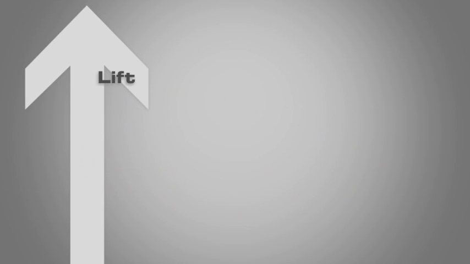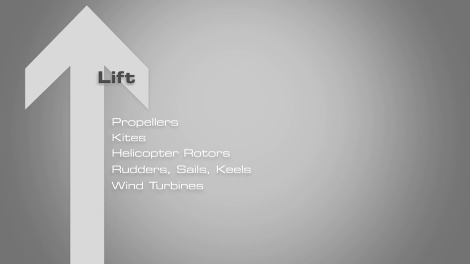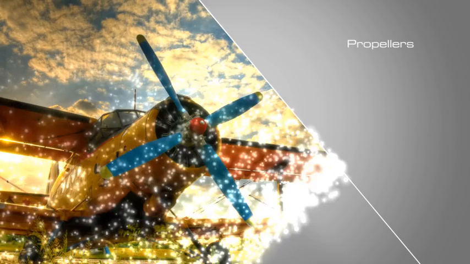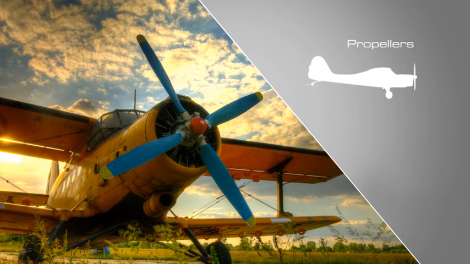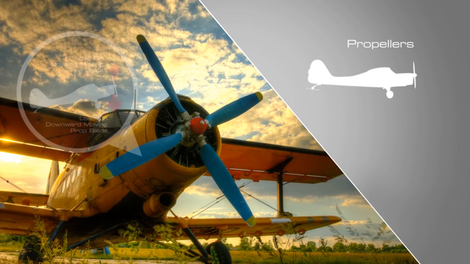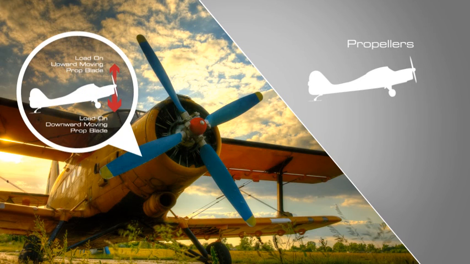Lift is commonly associated with the wing of a fixed-wing aircraft, but lift is also generated by propellers, kites, helicopter rotors, sails, wind turbines, and other streamlined objects. The propeller blade is an airfoil. Increased velocity means increased lift. When the airplane is flying at a high angle of attack, meaning the angle between the lifting body's reference line and the oncoming flow, the downward moving blade has a higher resultant velocity, therefore creating more lift than the upward moving blade.